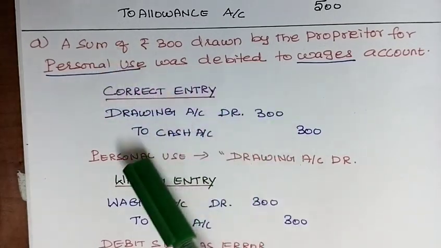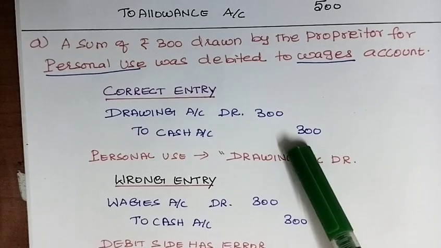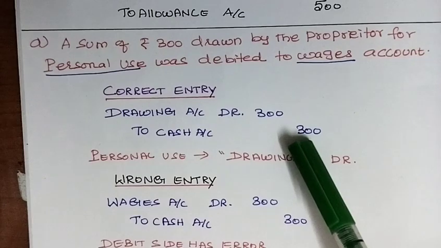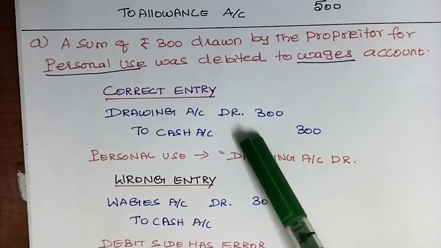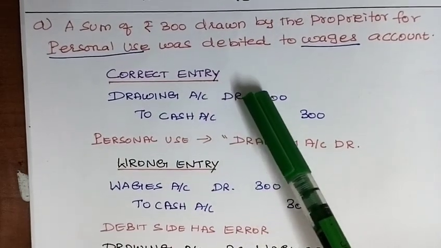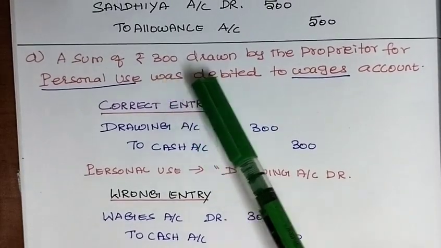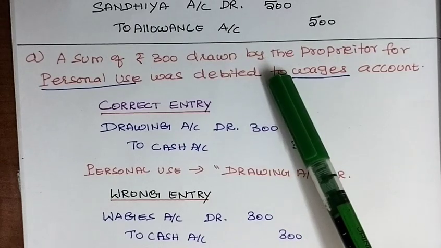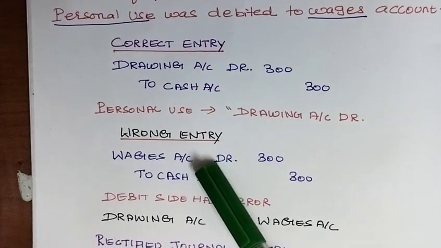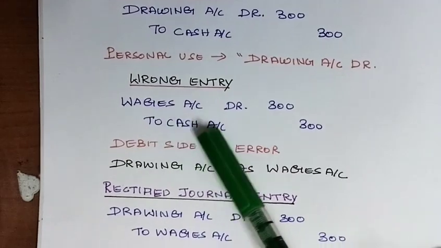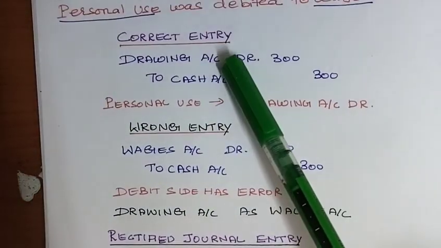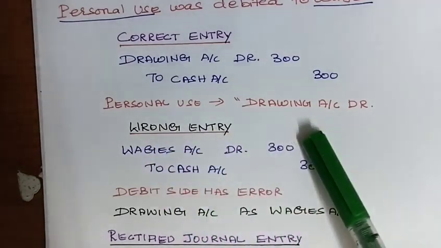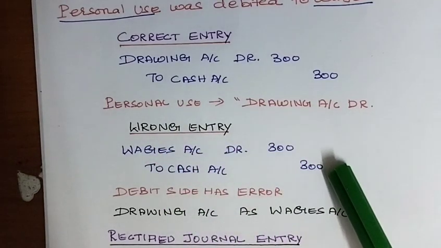So drawing account debtor to cash account. Okay, he withdrew cash. So to cash account 300 rupees. This is the correct entry. So where is the mistake? Where is the error? Was debited to wages account. Instead of drawing account, an accountant wrongly posted into the wages account. So wages account debtor 300 rupees to cash account 300 rupees.